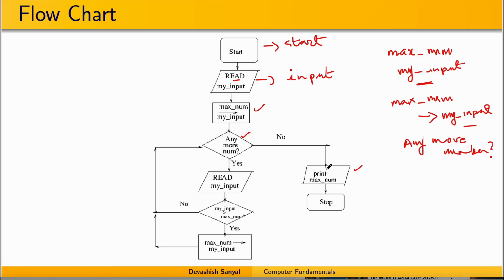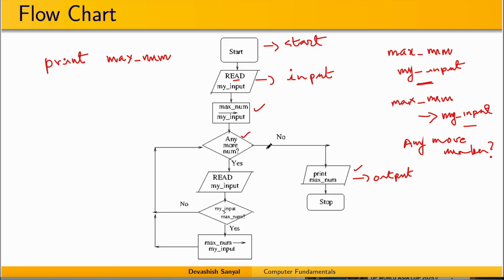Again you can see this is a parallelogram, because this is an output. This is what I want finally: printing. We have to print max num. So finally the outcome will be print max num. Whatever is written in that memory space max num has to be printed. That is the outcome.